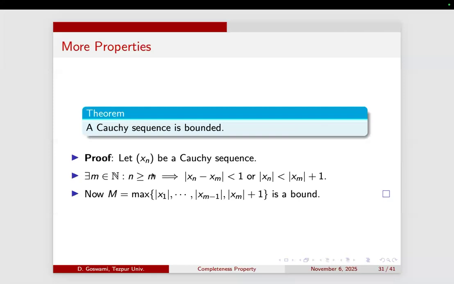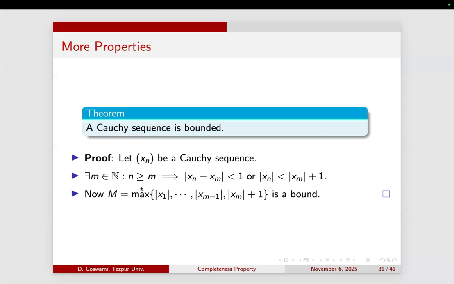A Cauchy sequence is bounded. Again, as I have said, a Cauchy sequence has this property that it accumulates. So if I pick epsilon to be 1, I can show that after some stage, every element will be at a distance less than 1. So pick one of the elements, fix one element, xm. Then you can show, by the triangular inequality of modulus, that mod of xn is less than mod of xm plus 1.